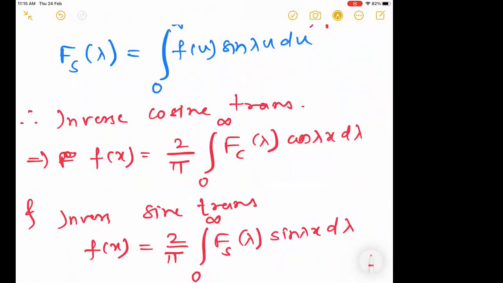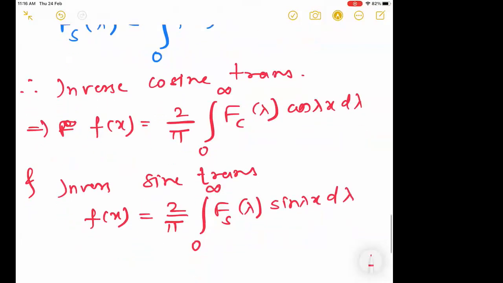So that answer of lambda multiplied by the cosine function is giving you the answer for the inverse f(x). Similarly, the inverse sine transform is nothing but 2 upon pi, integral 0 to infinity, F_s(lambda) into sine(lambda x) d lambda.